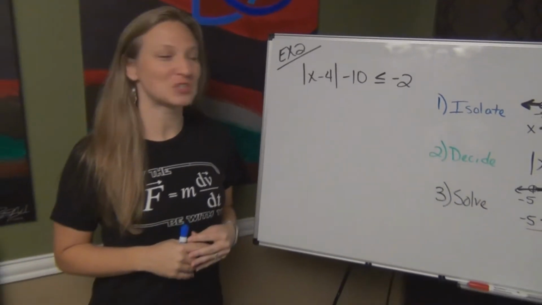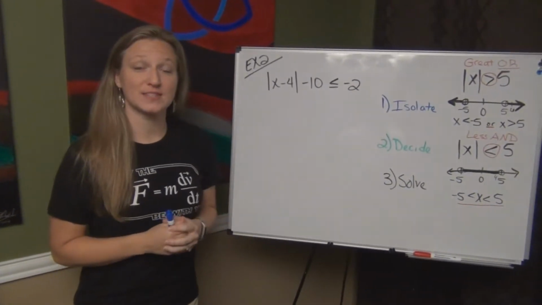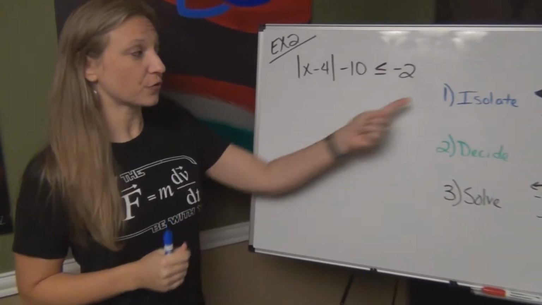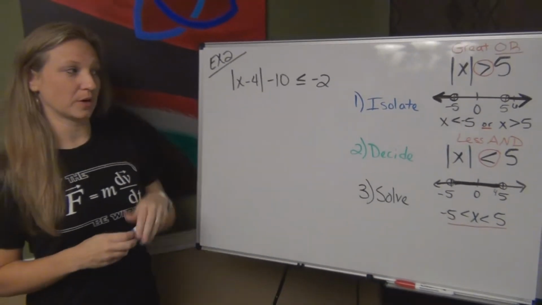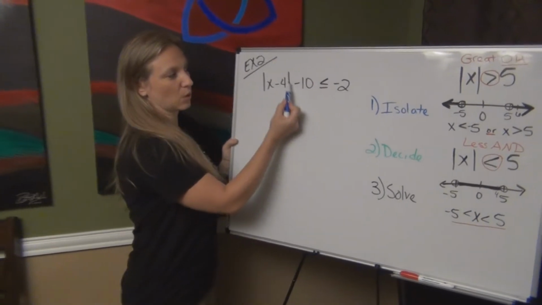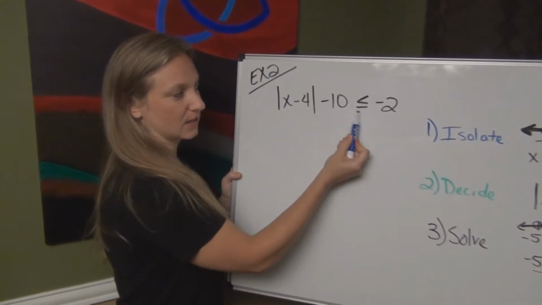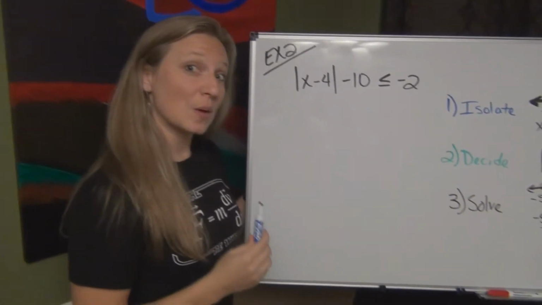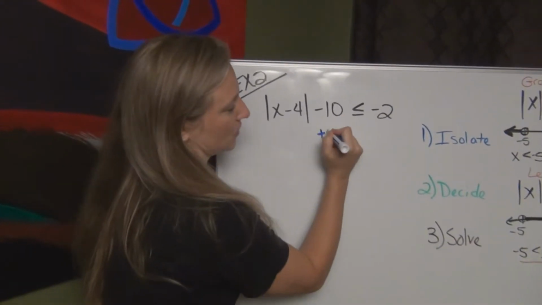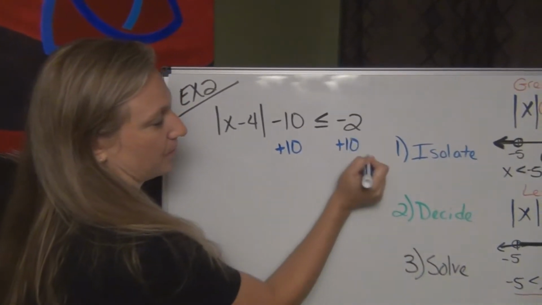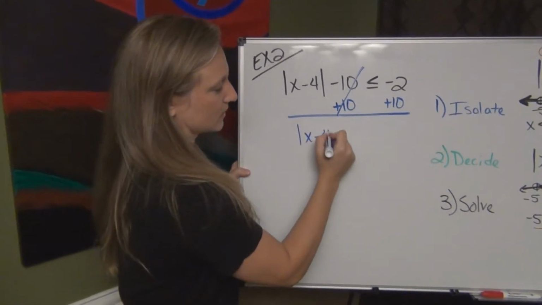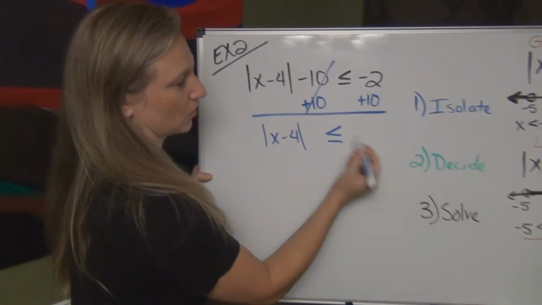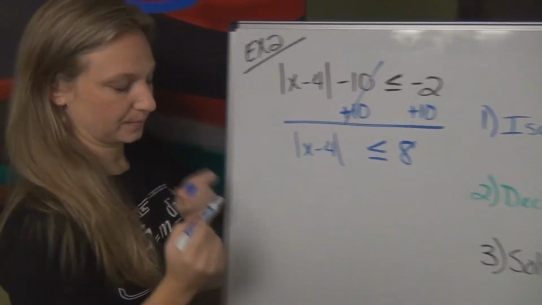All right, example 2. We're going to do the same 3 steps that we did before. So the first thing we always want to do is see if we can isolate the absolute value bars. So at this time, the only thing I have on the same side of the inequality is the negative 10. So I'm going to add 10 to both sides to cancel that to be 0. And I'm left with the absolute value of x minus 4 is less than or equal to 8.